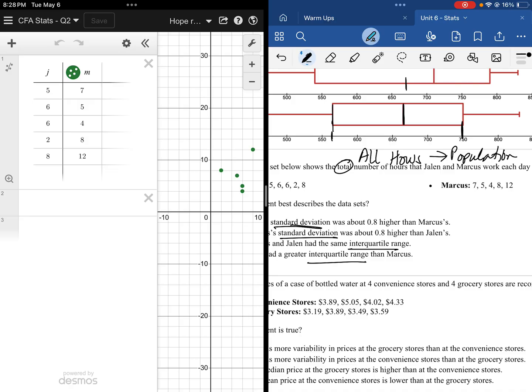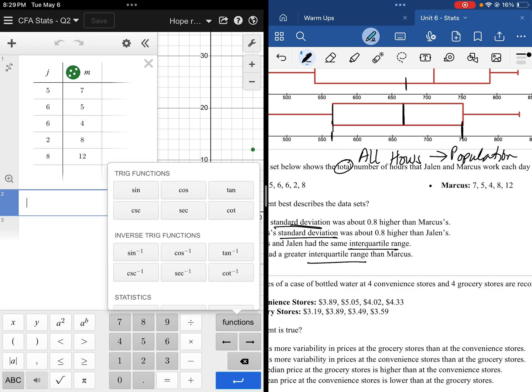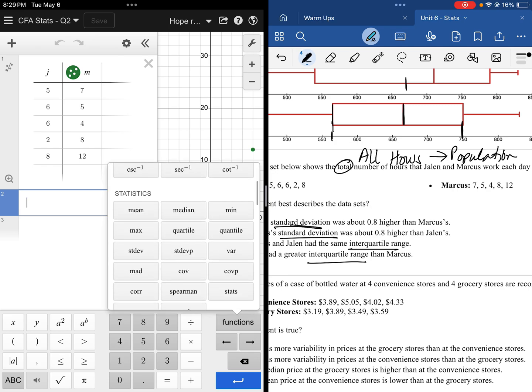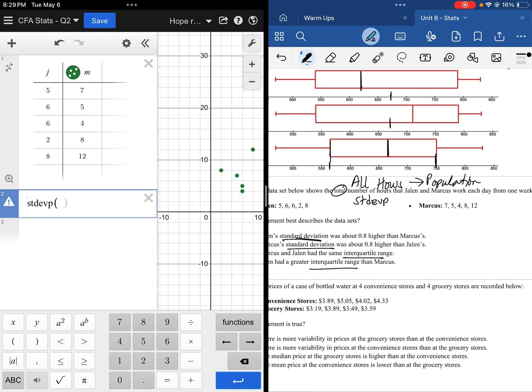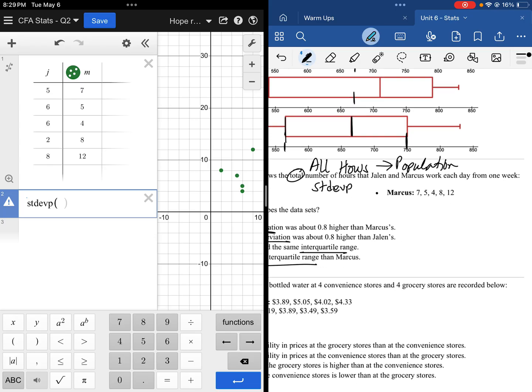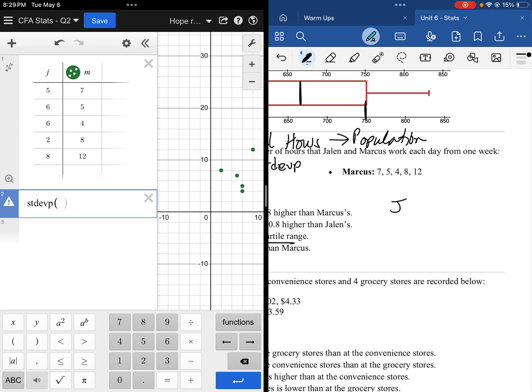So if we go over to our Desmos, I go to my functions. We're going to use STDEVP because we're looking at the whole population right here. Okay, so I'm going to make us a little table so we can have our data organized. We know we're looking at Jalen and Marcus. We know we need their standard deviation and we know we need their interquartile range.